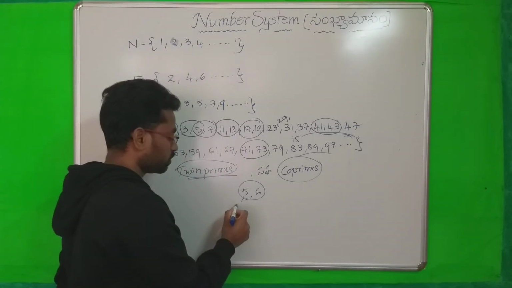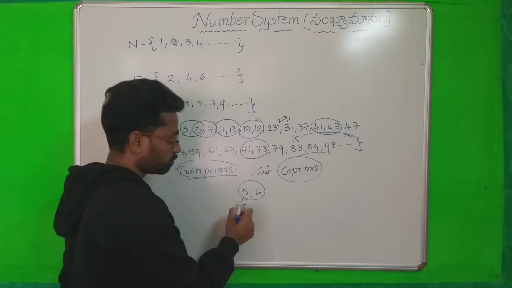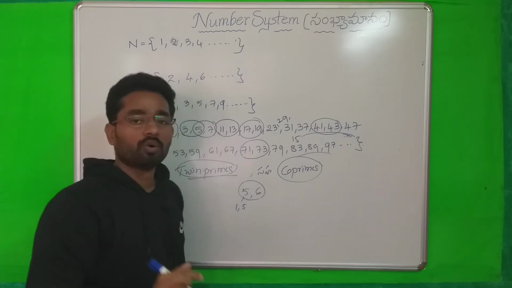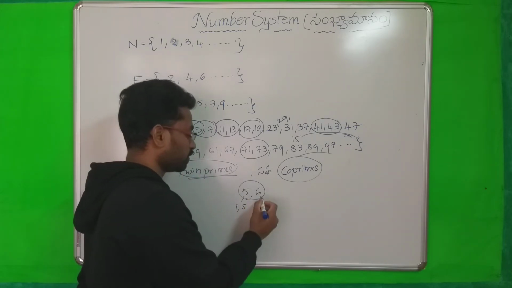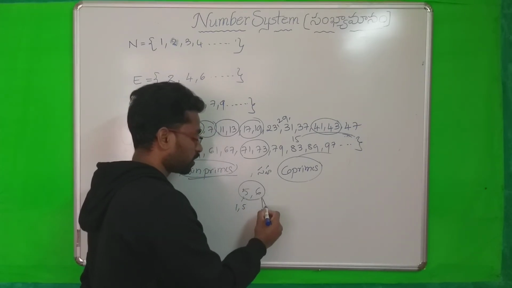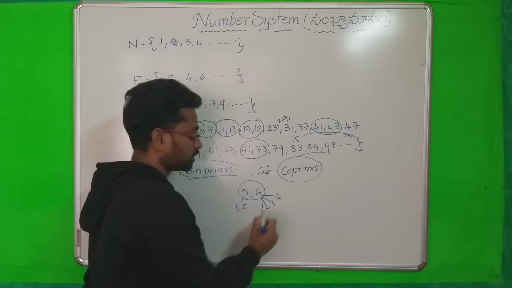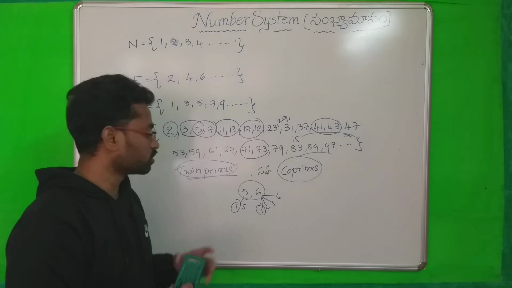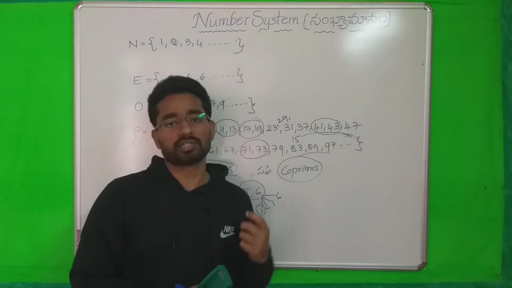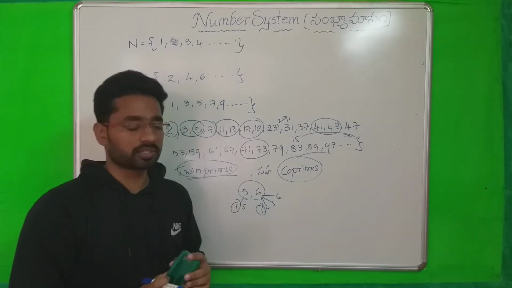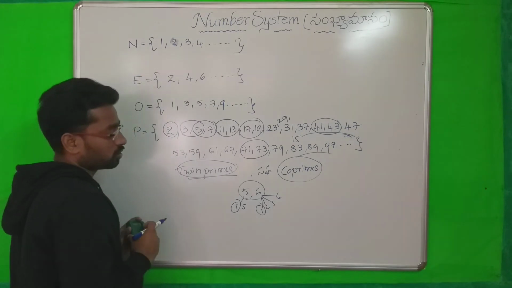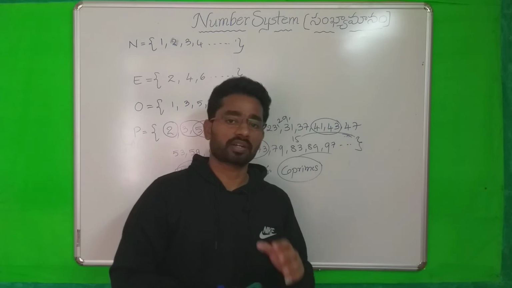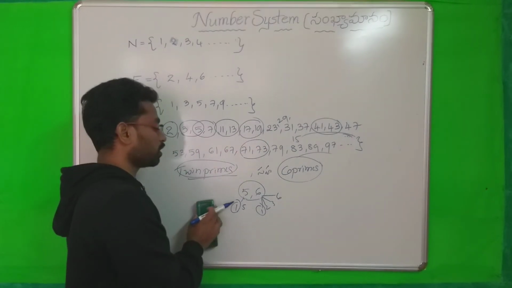How? You see 1, 5. It is divisible by 1 and 5 because it is prime. It should be divisible by only two numbers, 1 and itself. And 6 is divisible by 1, 2, 3, 6. You can see the common factor is only 1 for these two. So these two are called saha pradhana sankhyalu, co-primes in English. Okay, so what are the saha pradhana sankhyalu? Their common factor, the highest common factor, is only 1.